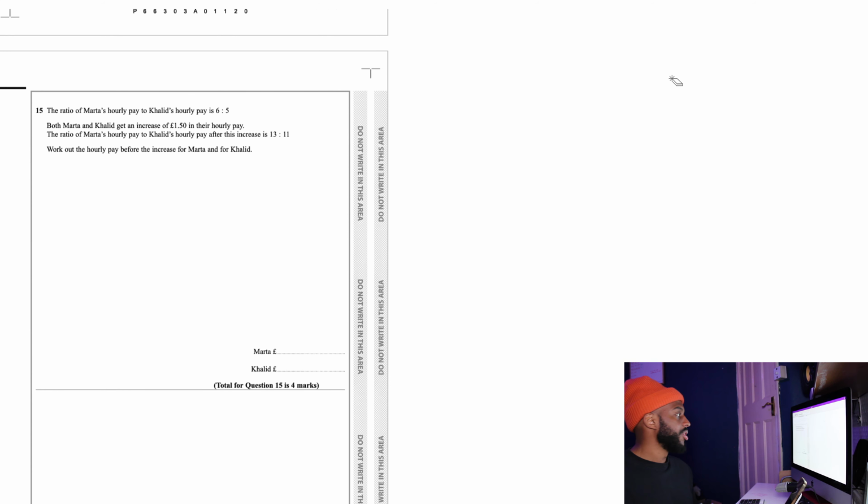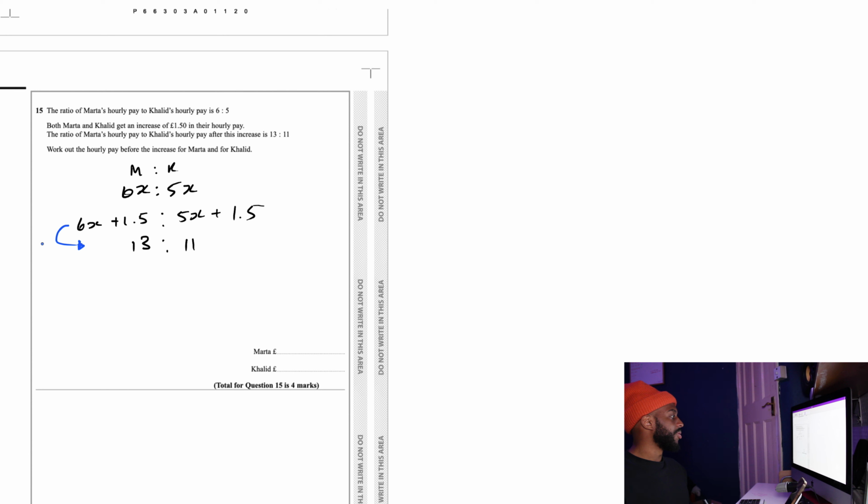Here we have a ratio question. So the ratio of M's pay to K's pay is 6 to 5. So we're going to represent that. We're going to write it down now. So M and K is going to be 6x and 5x. They both get an increase of £1.50 in their hourly pay. So that means M's going to have 6x plus £1.50, and K is going to have 5x plus £1.50 also. Then the ratio of their pay after the increase is now 13 to 11, which means now this ratio is equal to that ratio.